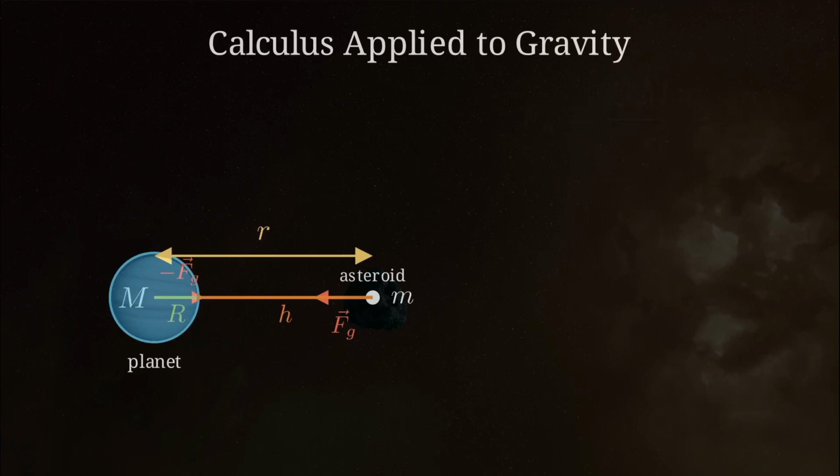Now we want to find the work done by gravity. For a constant force, work is simple, but gravity changes with distance. So as before, we use integration. Work equals the integral of force dotted with a tiny displacement vector. The dot product is important. It means that only the part of the force pointing along the motion does work.